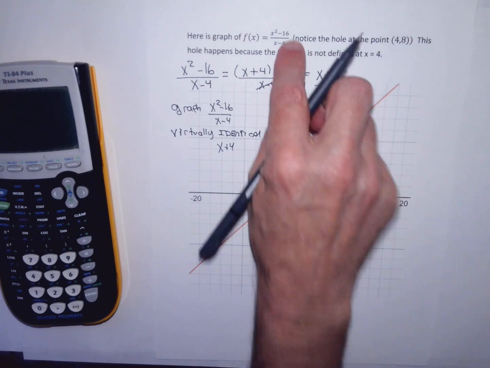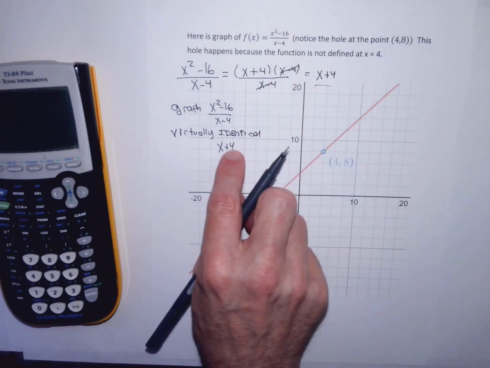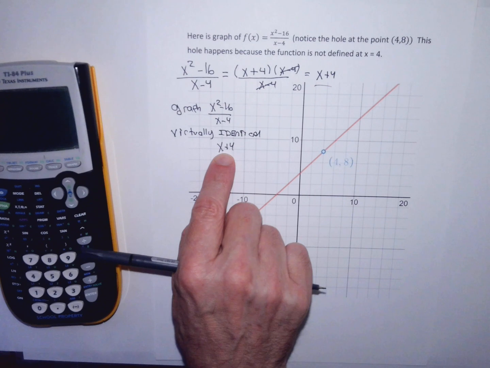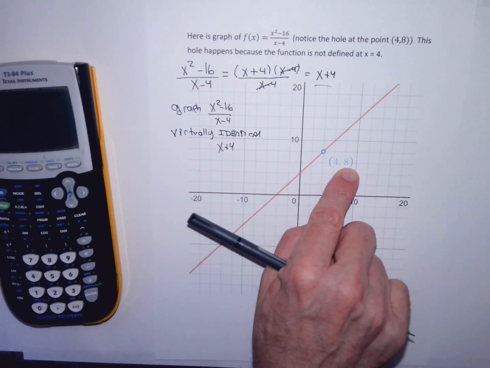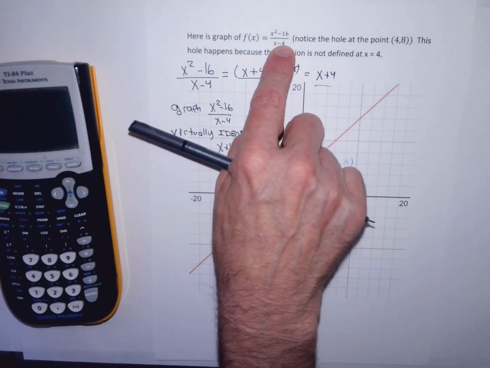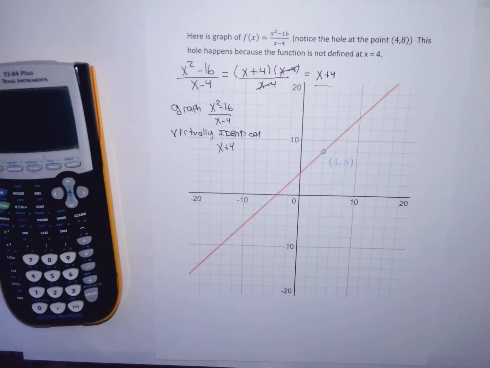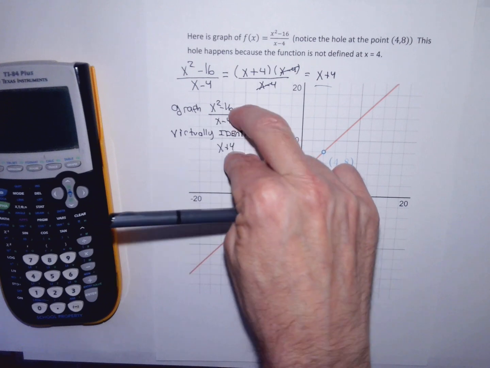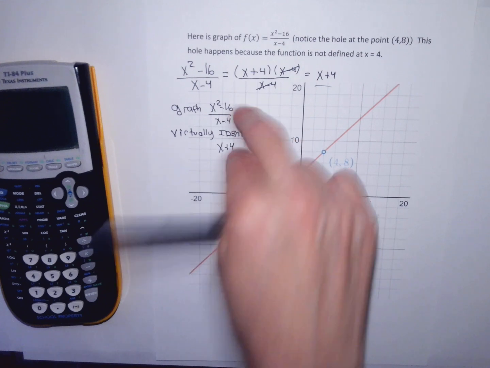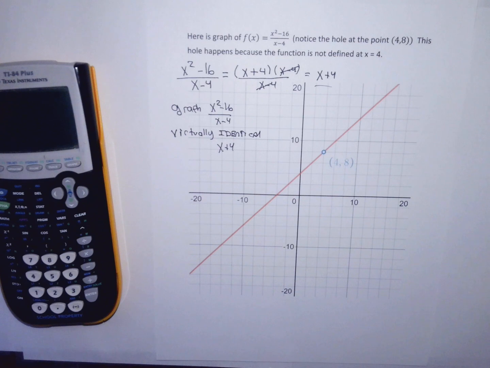The only difference between this function and this function is that in this function I can plug 4 in. When I plug 4 in, I get 8. And in this function, when I plug 4 in, I get undefined. Other than the point that's not in the domain of this function, these functions are equal to each other for every other value of x. And that's why the graph comes out to be a line.